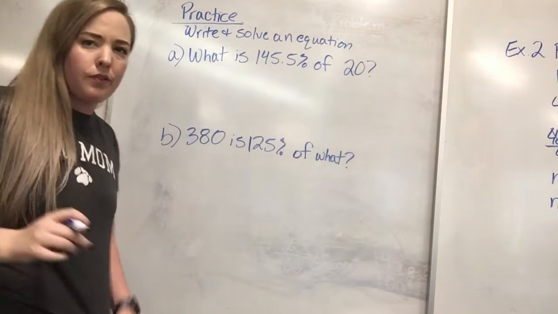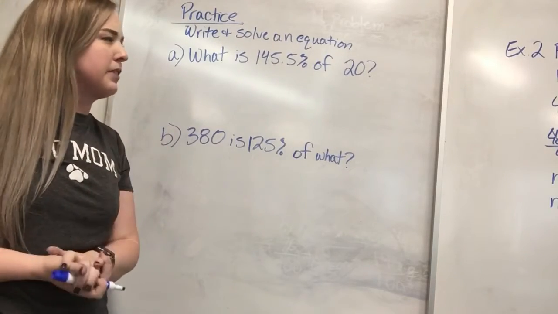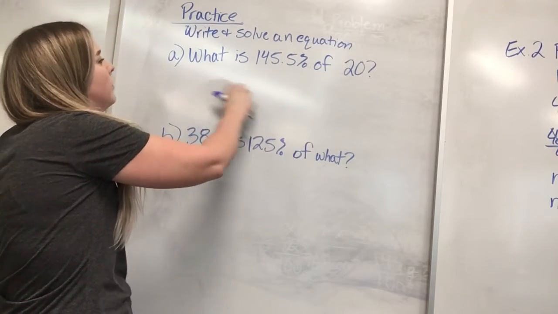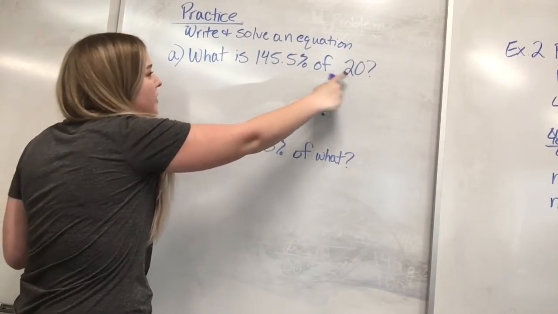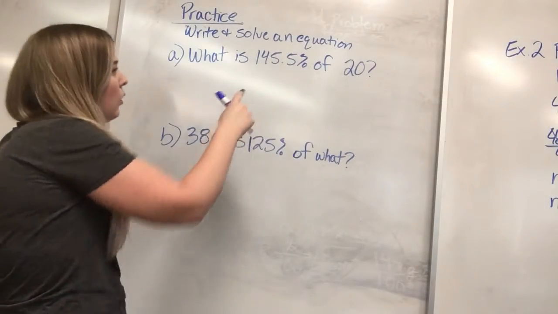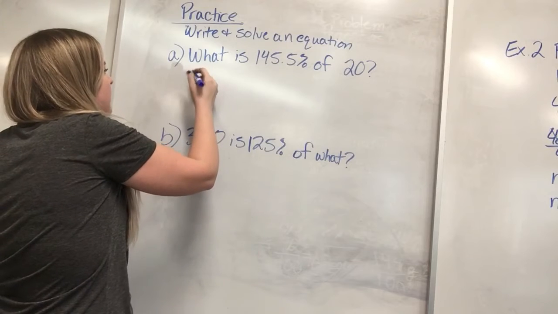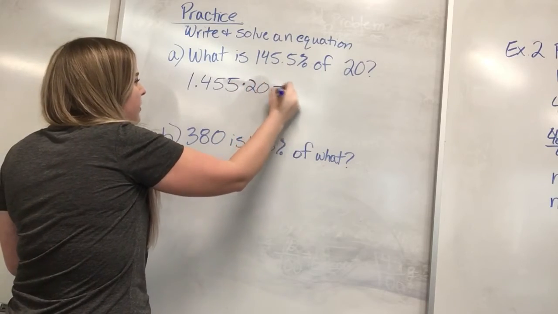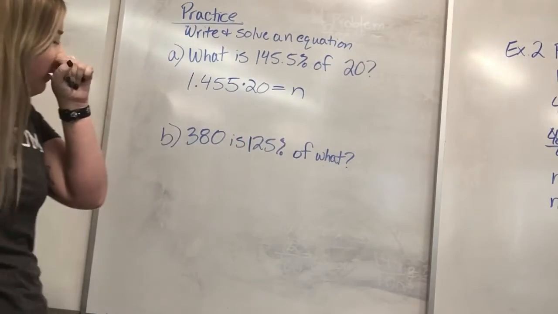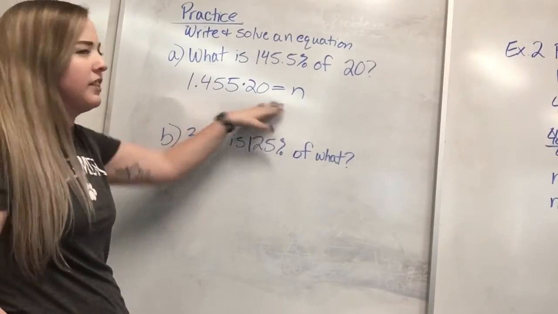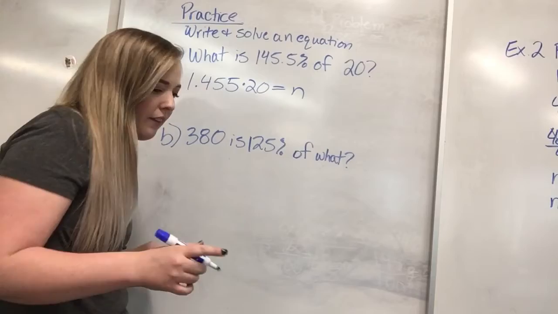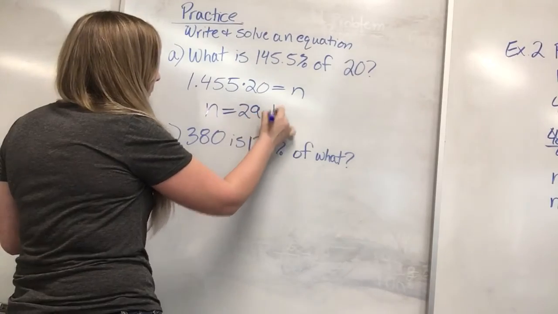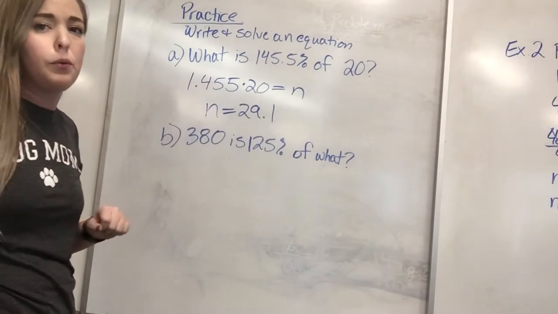All right, so what is 145.5% of 20? Reminder, we're going to write the percents as decimals. We have our whole because it's "of 20," so we have our percent times our whole. 145.5% should be 1.455 times 20 equals n. When you do that work, you don't have to balance the equation or anything like that. You should have gotten n equals 29.1.